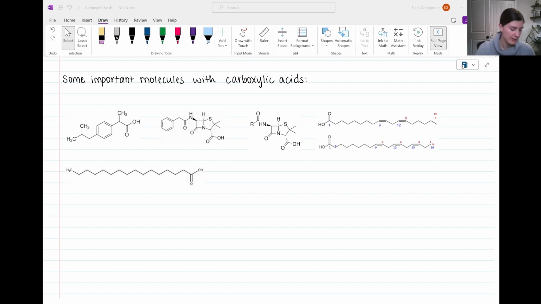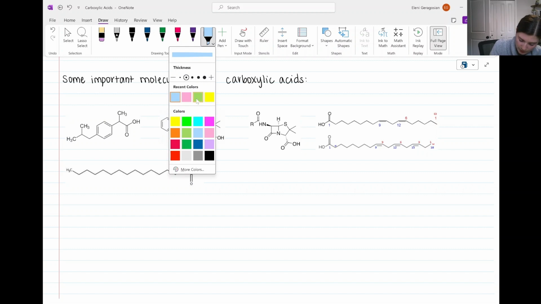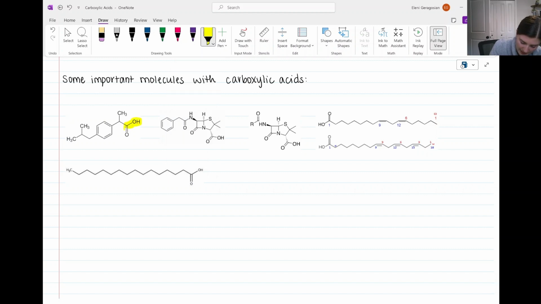So this first molecule here, we've got a carboxylic acid functional group at the end of the chain. We also have a phenyl ring, which has para substitution. This is ibuprofen.